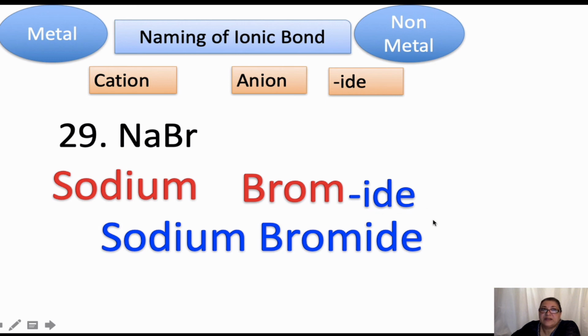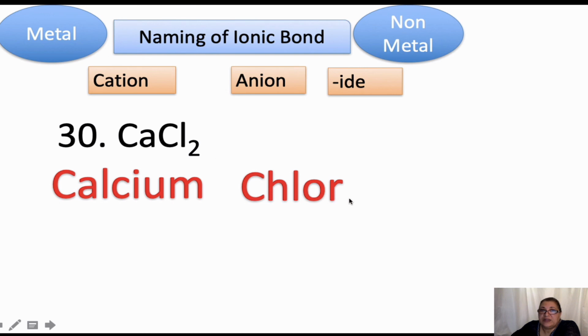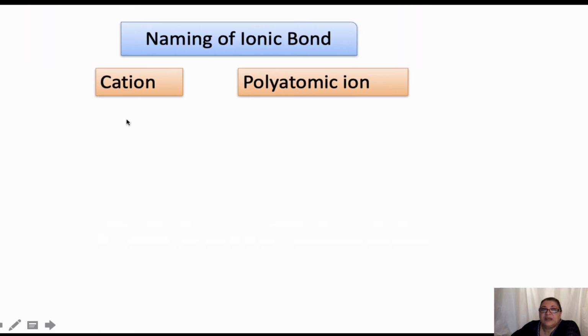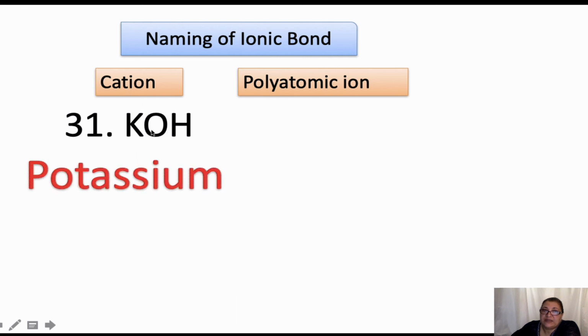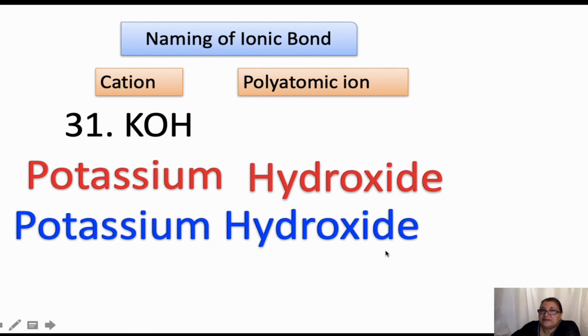Let's get another example. Calcium, you name the metal first. Instead of chlorine, it's chloride, calcium chloride. And then when it's a polyatomic, you don't have to add the IDE, you just add the polyatomic name. Let's see. So K is potassium, OH is hydroxide, potassium hydroxide.